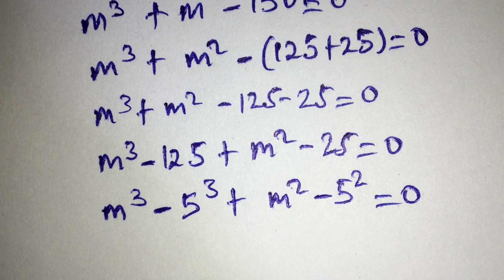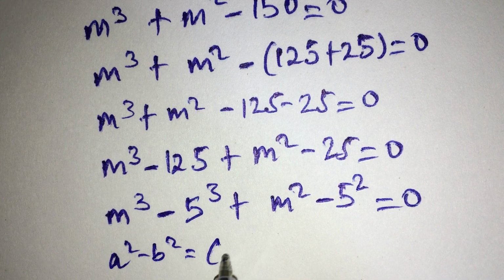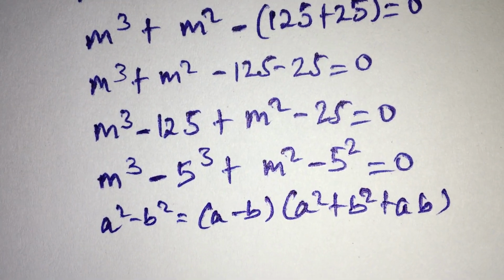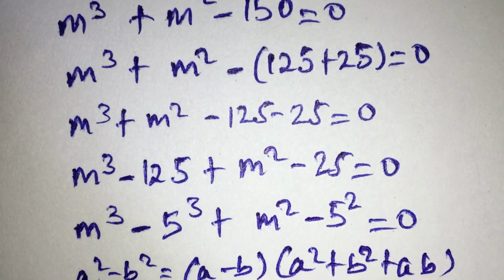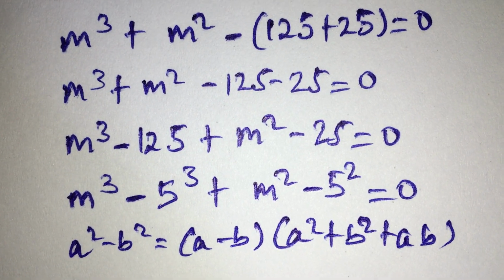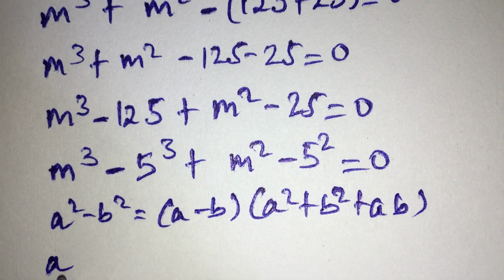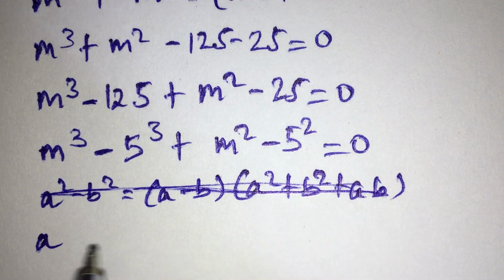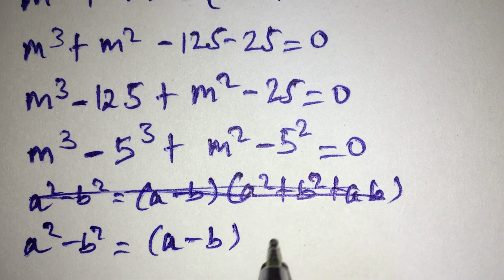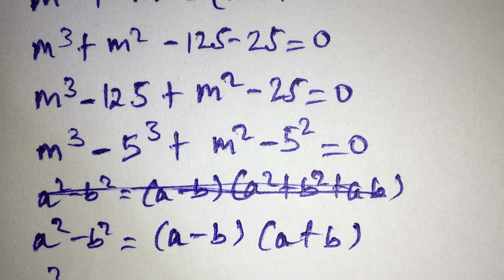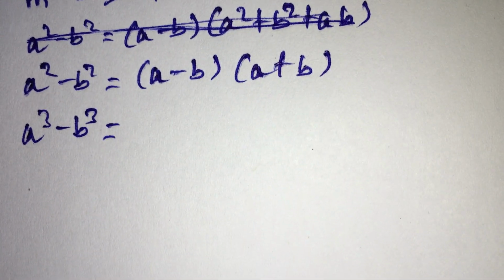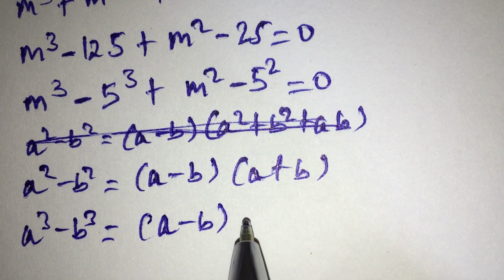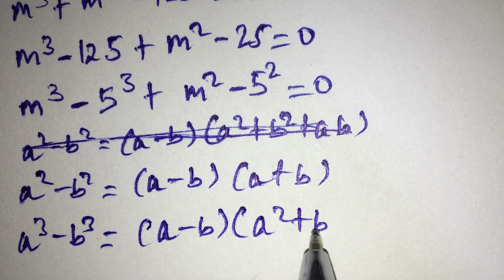Here we will use this formula: a square minus b square equal to a minus b times a plus b. And a cube minus b cube equal to a minus b times a square plus b square plus ab.